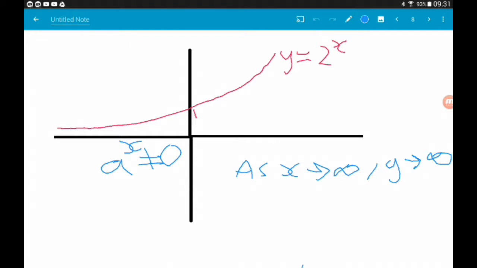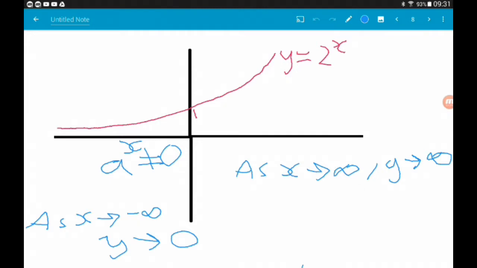So what we can say on the left, as x tends to minus infinity, so as we keep going down to the left, as x tends to minus infinity, y tends to 0. So it will never hit 0, it will never hit the x-axis, because this exponential function can never be 0. But it can get closer and closer and closer to 0, just never ever hit it.